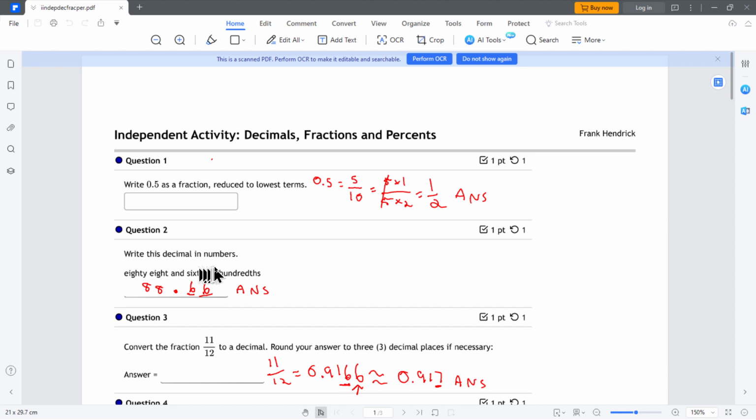Question 2, write the decimal in numbers. So I've given the words 88 and 66/100. Okay, so "and" is my decimal point. There's my 88, and it says 100. So I start to the hundredths place and I count back 66, and that's my answer.